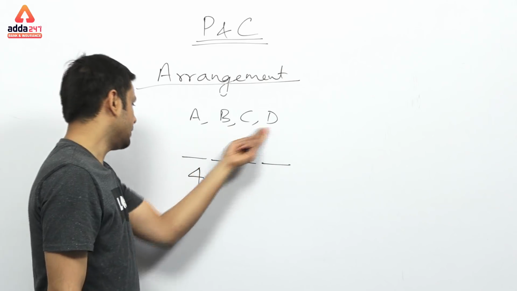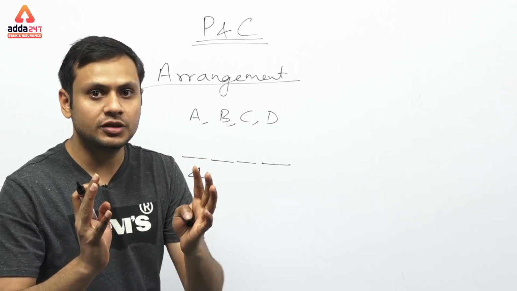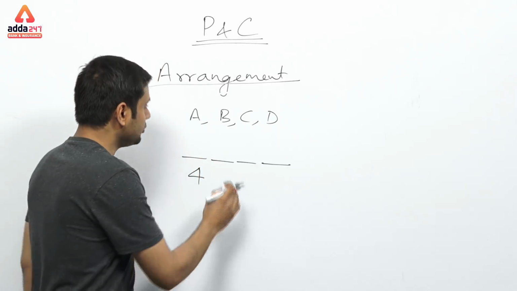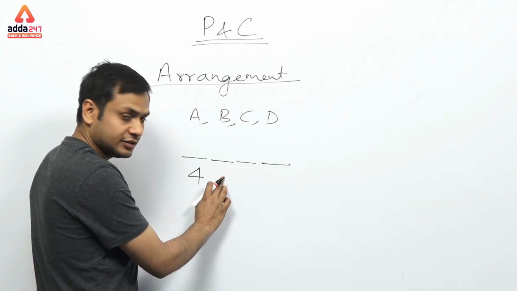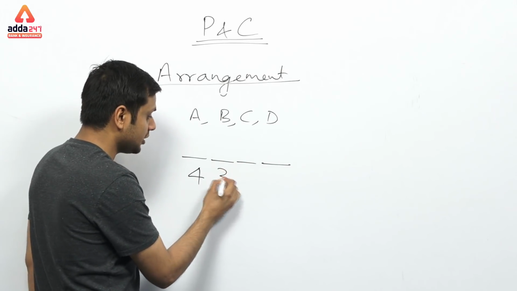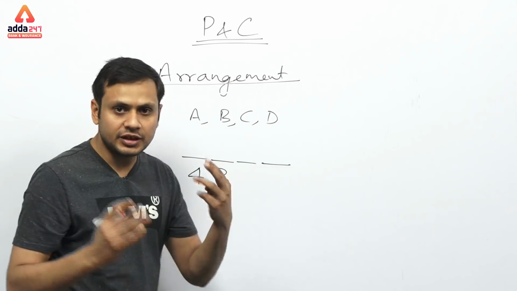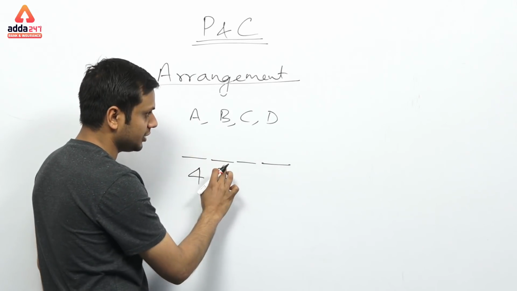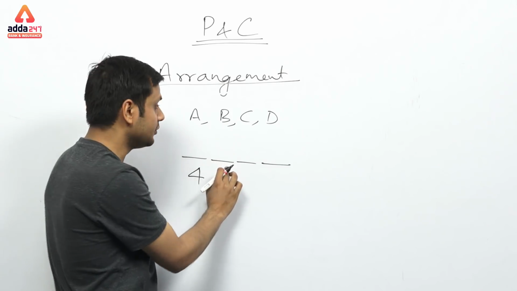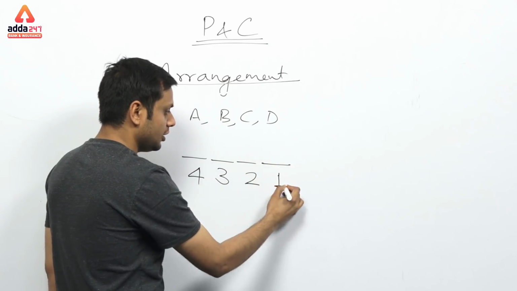Now one of them must be sitting here. Now how many persons are left? The number of persons left is 3. Now out of the remaining 3, can I say any one of those can sit in the second chair? The second chair can be filled in 3 ways. Now how many persons are left? 2 persons are left. So the third chair can be filled in 2 ways and the fourth chair can be filled in 1 way.